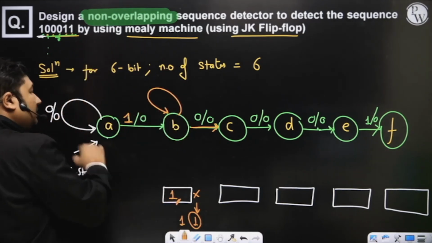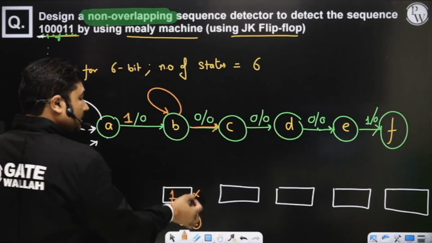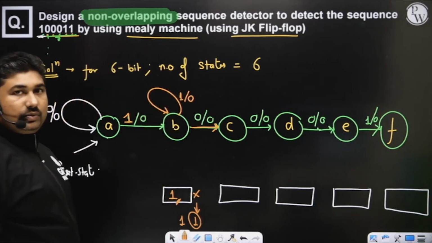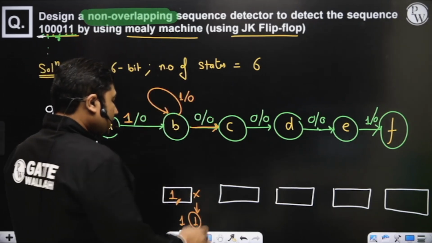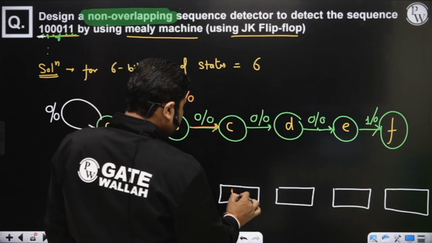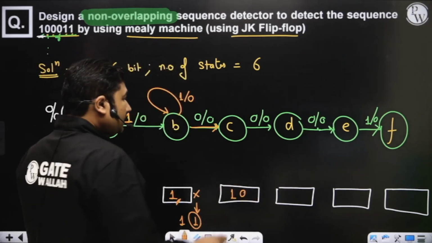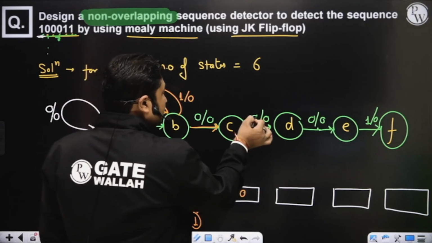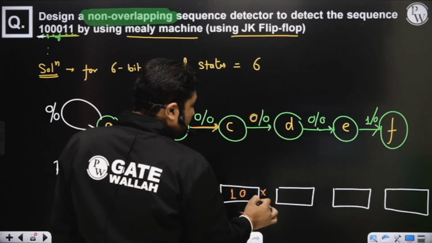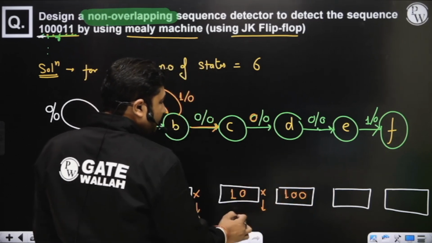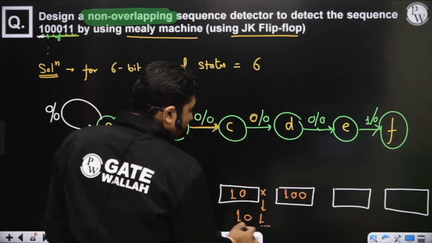Otherwise, it will return back to the reset state. So if x is equal to 1, then it will remain in state B only. Now, if x is equal to 0, you have reached the 2-bit state because 2 bits are being detected. Now, if the next x is equal to 0, you will reach the next state, that is 1, 0, 0. But in case x is equal to 1, then that is not the required sequence.